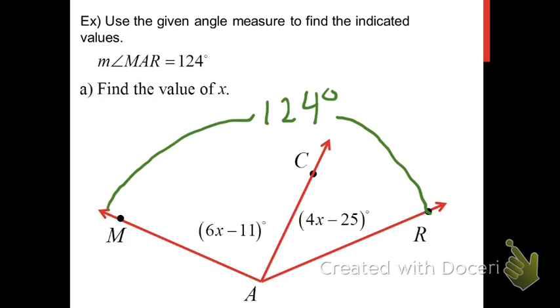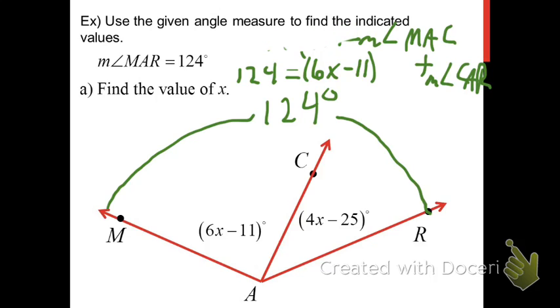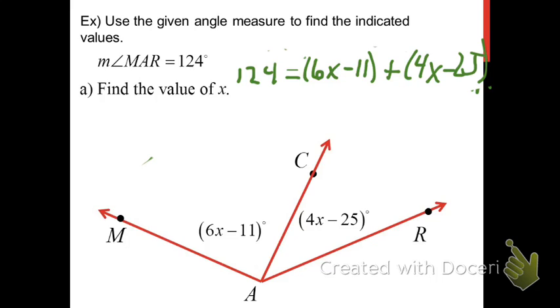And we can simply use a relationship that the measure of angle MAR equals the measure of angle MAC plus the measure of angle CAR. Or in other words, we can say that 124 is equal to 6x minus 11 plus 4x minus 25. Let me erase some other things here so this is a little easier to write. A little more erasure here and we'll have this. Alright, well that equation there is going to help us find out what the value of x is.